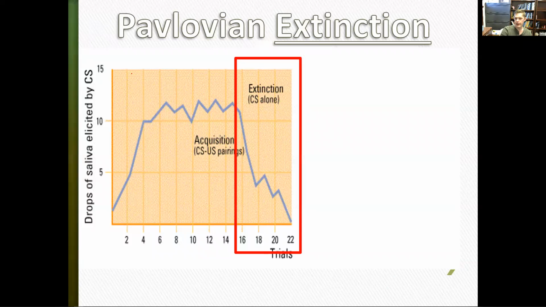So this is what it looks like graphically. I just showed you before what acquisition looks like, then the asymptote, and then if we stop presenting the US with the CS, so say you're just presenting the metronome and never any food, or with the tone that I had, I stopped presenting the tone, you would see behavior decline significantly.